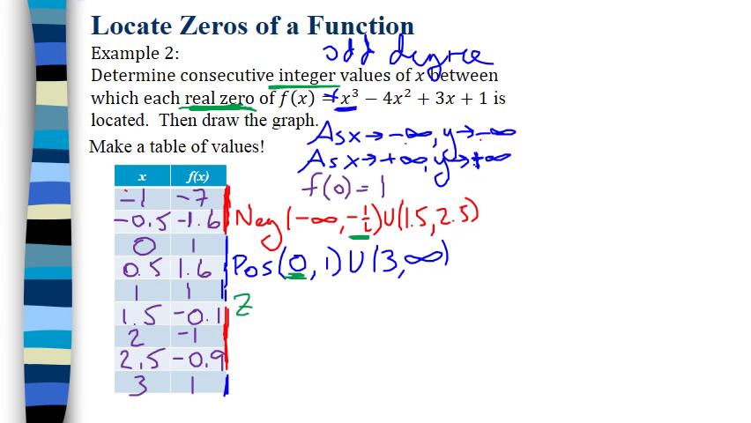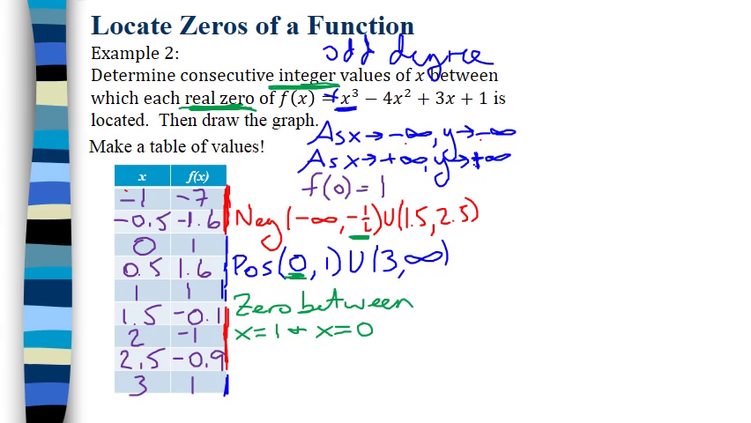So 0 between x equals 1 and x equals 0. More precisely, somewhere between x equals negative 1/2 and 0, but it specifically says use integer values.